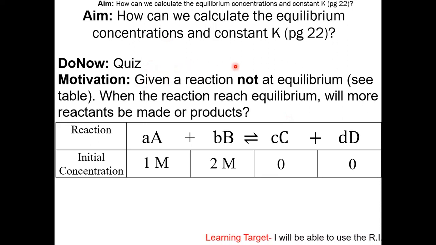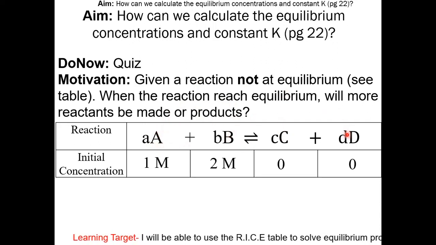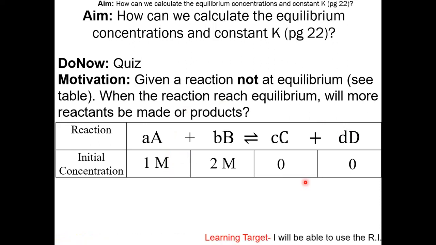Motivation: given a reaction not at equilibrium, see table. When the reaction reaches equilibrium, will more reactants be made or products? So here we're given a reaction, A and B are reactants, C and D are products. We are given the initial concentrations of the reactants. Currently, there are no products. This is the initial concentration of the reaction not at equilibrium.